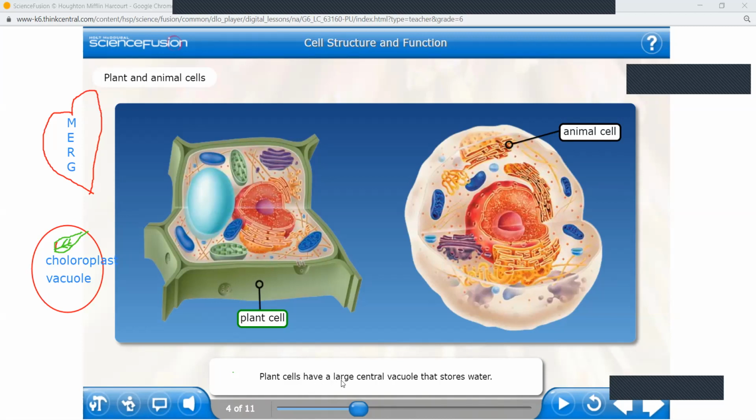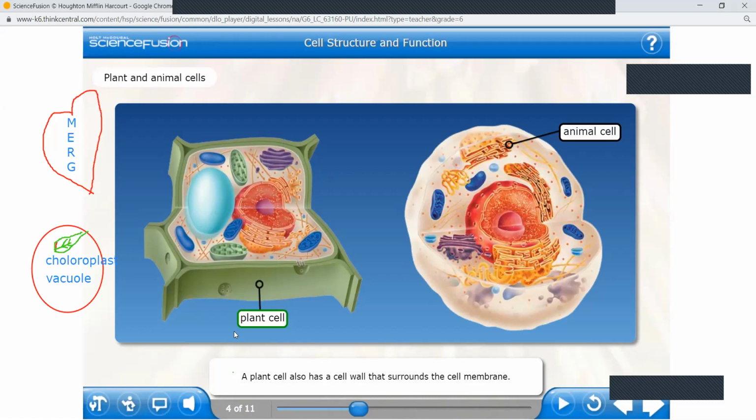Plant cells have a large central vacuole that stores water. When it is full of water, the central vacuole helps to give the cell shape. When it's so big, it gives shape to all of the cell. A plant cell also has a cell wall that surrounds the cell membrane.